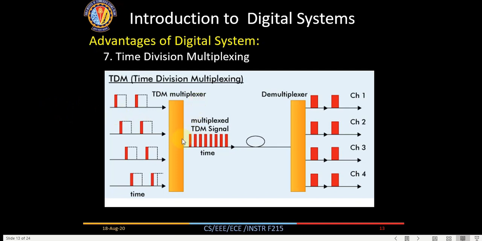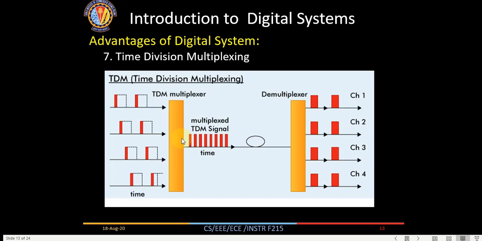Another advantage of a digital system is time division multiplexing. What is time division multiplexing? Say I have a voice signal with a maximum of 4 kilohertz. There is something known as the Nyquist criterion: if I sample my voice signal at 8 kilohertz and send only those samples, at the receiver end I will be able to decode them. I don't have to send the entire signal. That also you will learn in your communication classes.